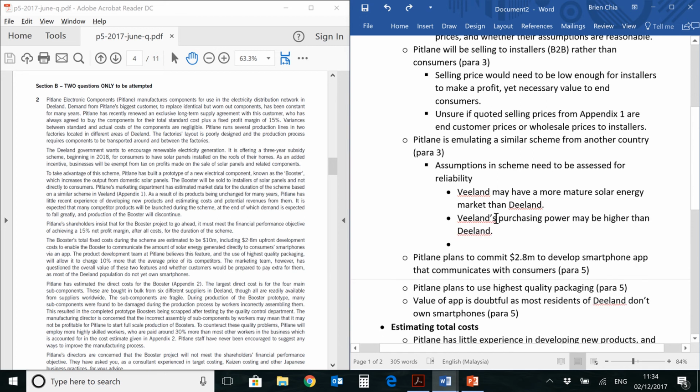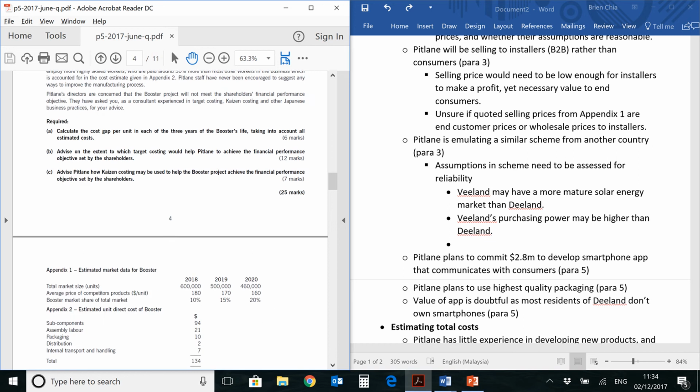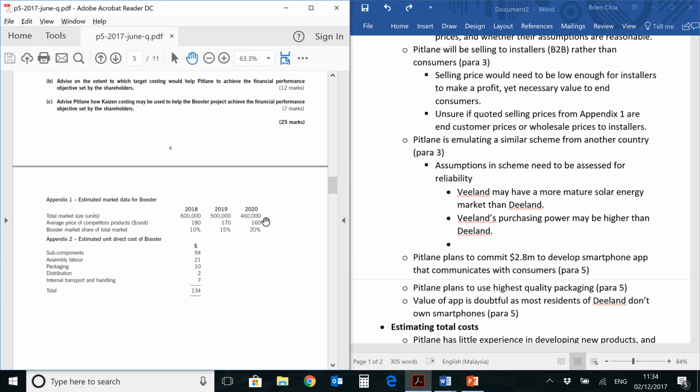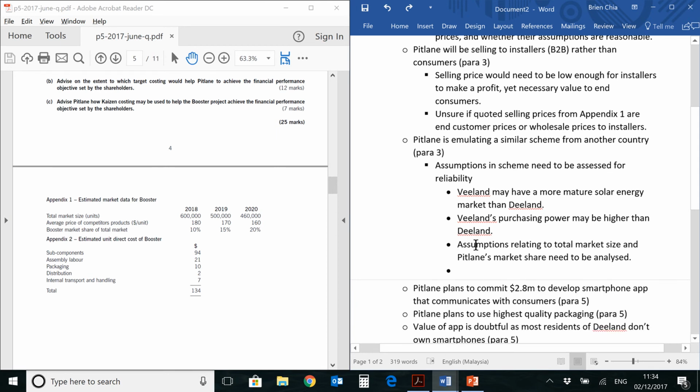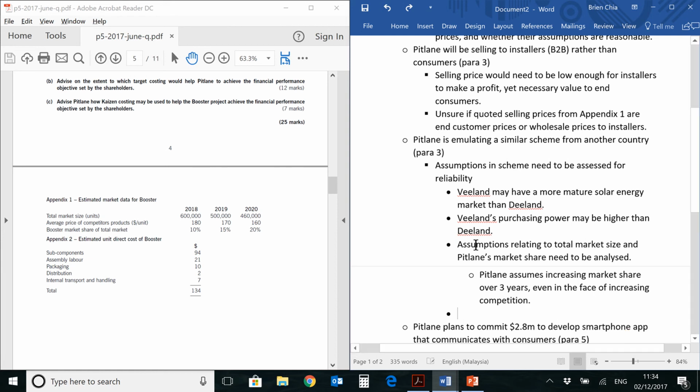VLAN, of course, we have to talk about economics as well. Maybe the prices that we find in Appendix 1 over here could be from VLAN directly, and VLAN might have more purchasing power. So we need to make sure that the total market size and market share are analyzed. One thing about market share is that Pitlane assumes increasing market share over 3 years, as you can see, 10, 15, and 20, even in the face of increasing competition. So maybe the figures might not be reliable. We need to check. We need to have professional skepticism.